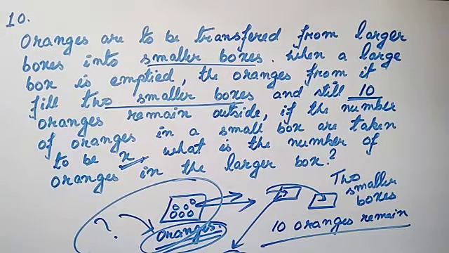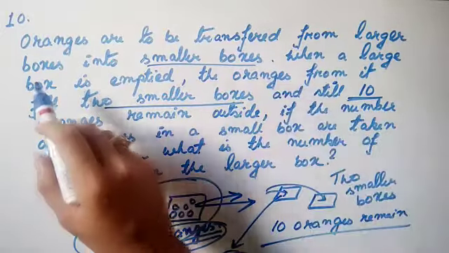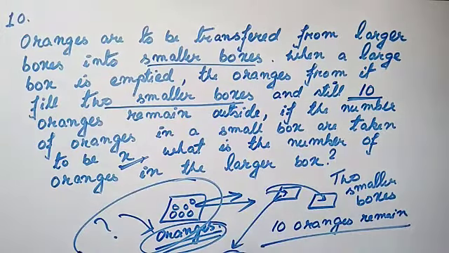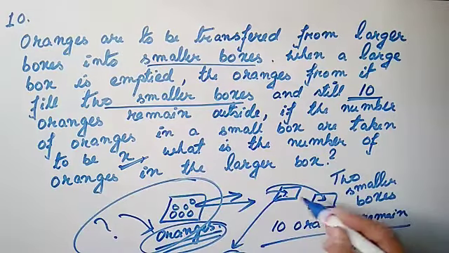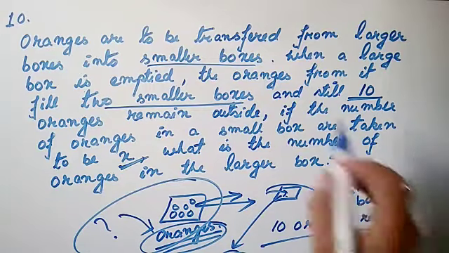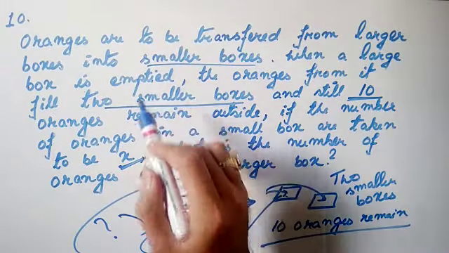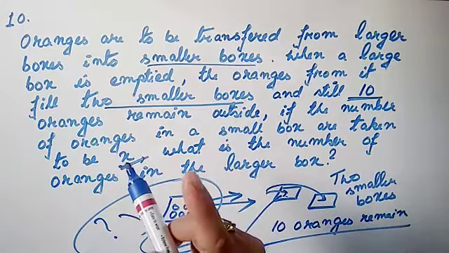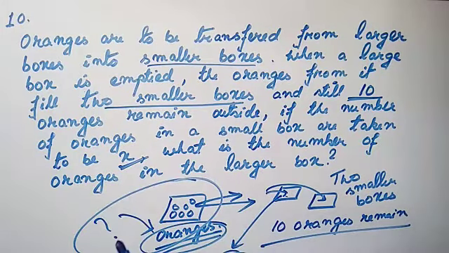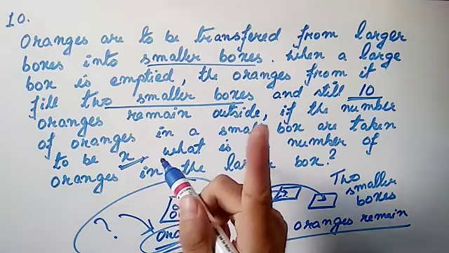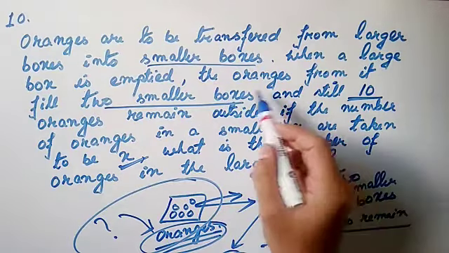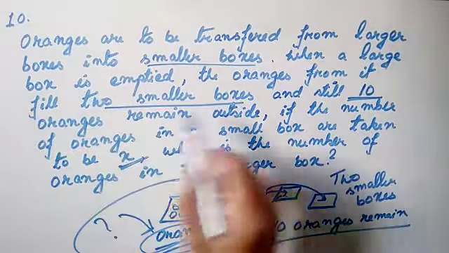Understand? So let me repeat the question once again. Oranges are to be transferred from larger boxes into smaller boxes. So it means that there are some larger boxes, and inside those larger boxes there are oranges, and those oranges are to be transferred into smaller boxes. When one large box is emptied, when all the oranges in one large box are taken out, it fills two smaller boxes.